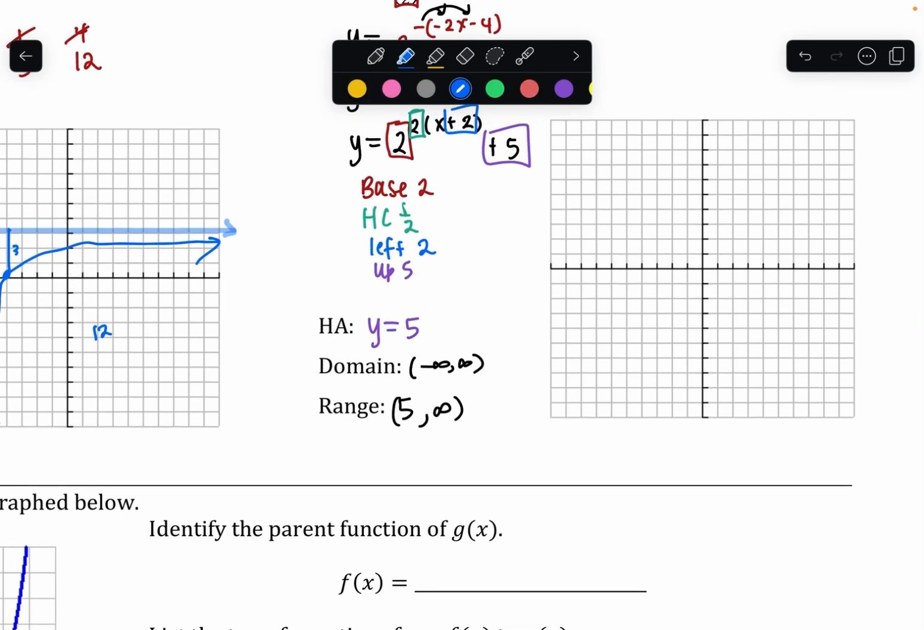Okay, start by graphing the horizontal asymptote. You can use a dotted line. I've been using a highlighter. This is an invisible line, so I always want to remind you of that.